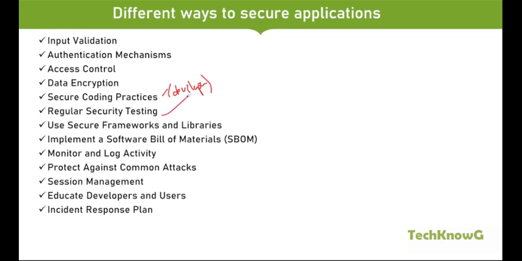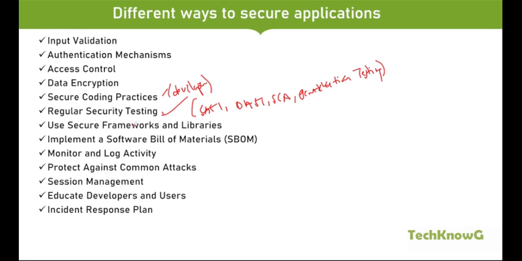Then regular security testing, here we can secure the application. Different testings like SAST, DAST, SCA, and pen testing, if all these are done properly, then our application is considered secure because we are continuously testing, right? So then there is very little chance to get hacked.